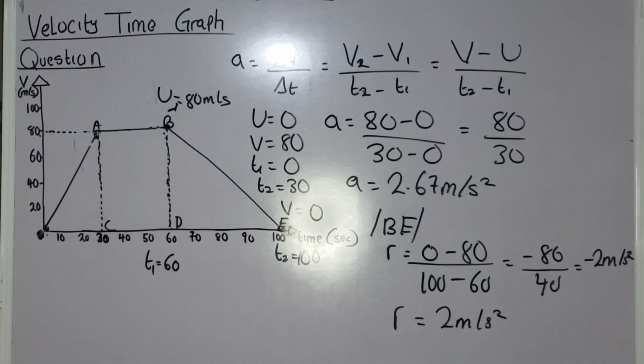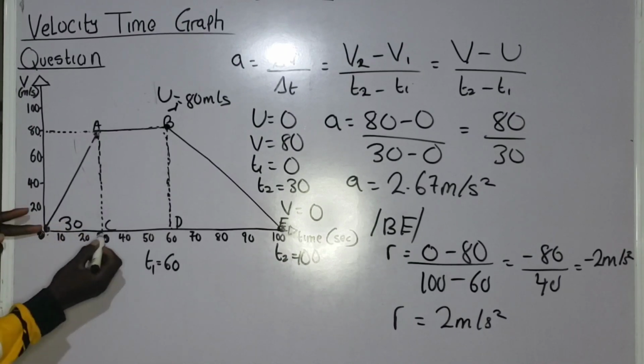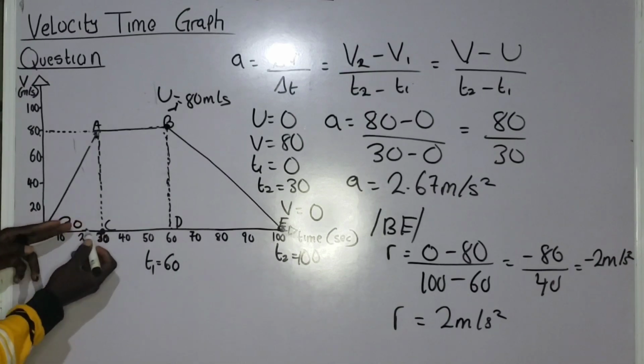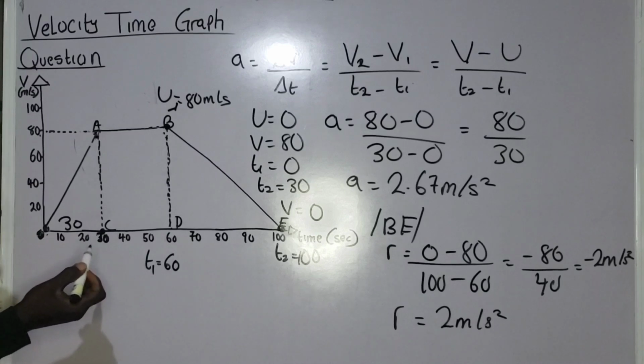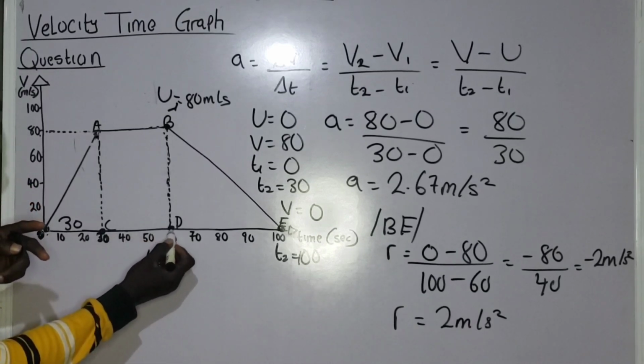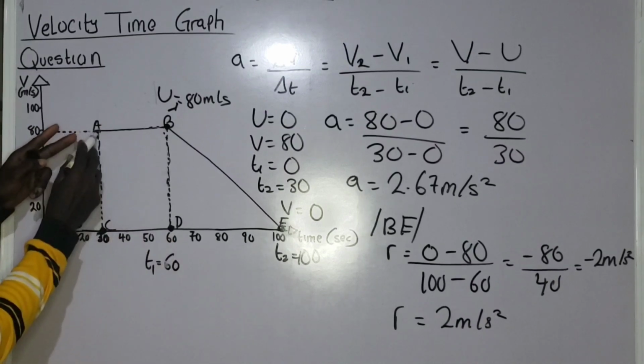The total time taken is the summation of the time at which the object or the car or the body used to accelerate, maintain a constant speed, and decelerate. Now let's go back to the graph. The time which the body used to accelerate is what? First 30 seconds. So the time from this point to this point is 30. Now, having attained a velocity at 30 seconds, it maintained a constant speed for a particular time. You can see that the speed is constant from this point to this point.